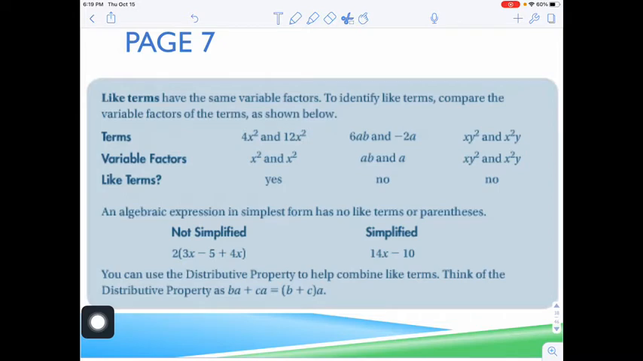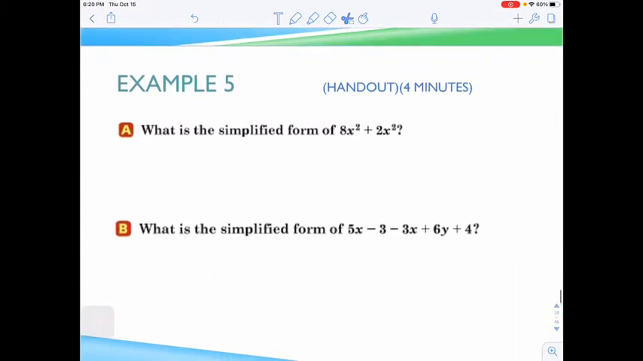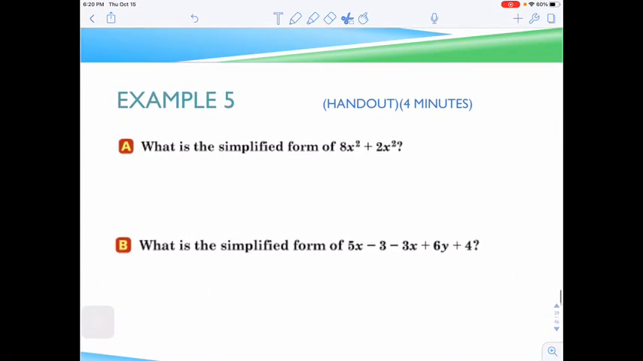Think of the distributive property as BA plus CA equals B plus C times A. To get an idea of what we're talking about, example number 5 says, what is the simplified form of 8x squared plus 2x squared? The way I like to look at this, I highlight the variable terms that match. So x squared and x squared, think of them as something else. Think of them as apples or Skittles. I would say I have 8 apples, and then I have 2 more apples. So altogether, 8 plus 2 gives me 10.